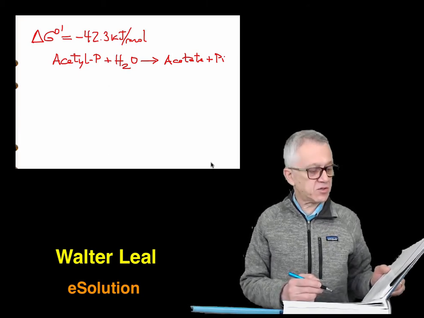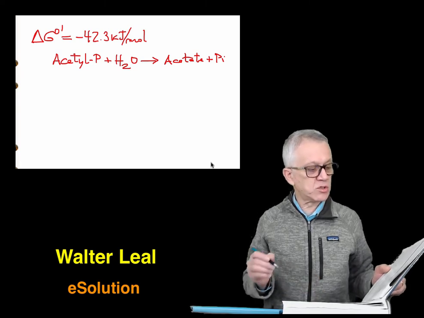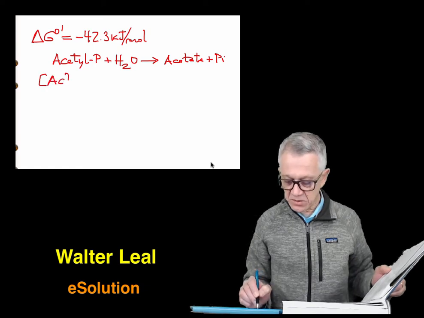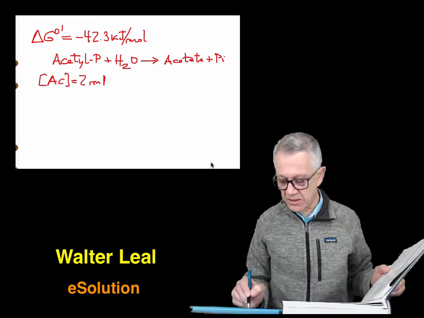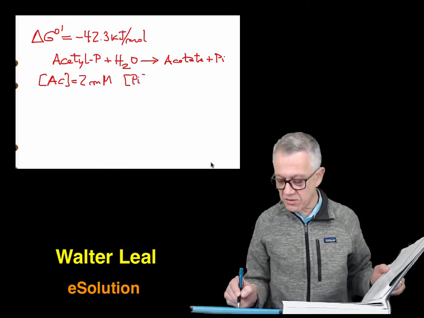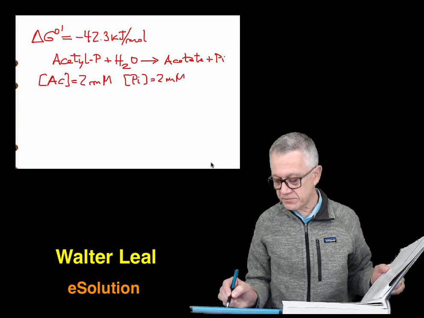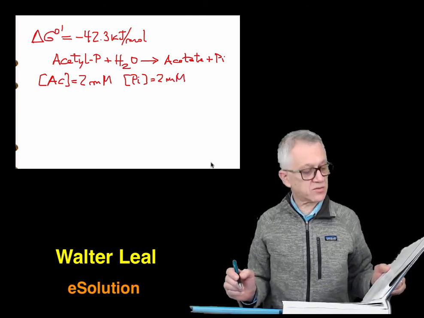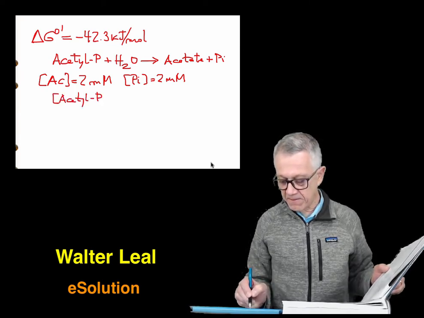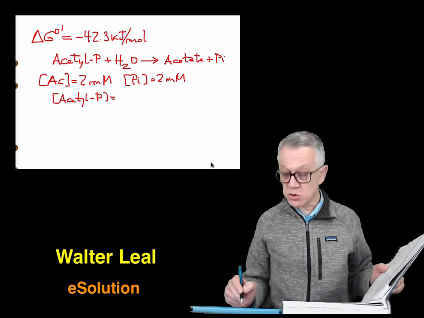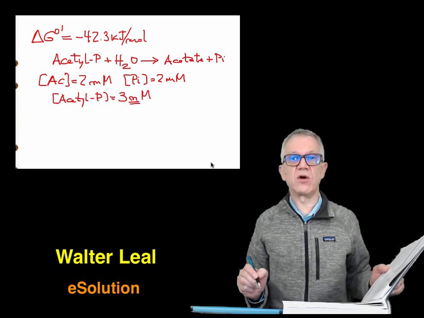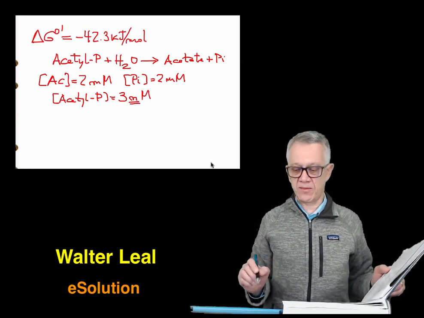change for acetyl phosphate hydrolysis in a solution with 2 millimolar of acetate. So acetate is going to be 2 millimolar, and the phosphate also 2 millimolar, and the concentration of acetyl phosphate equals 3 nanomolar. Be careful here, okay? 3 nanomolar. This is a nanomolar. Okay? So let's work on this problem.